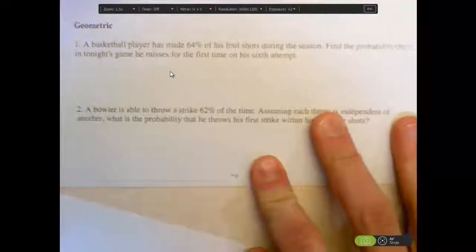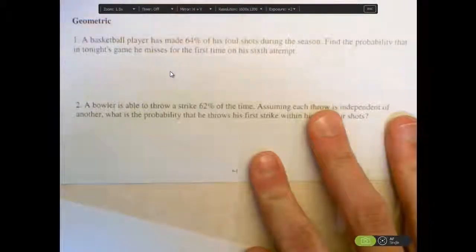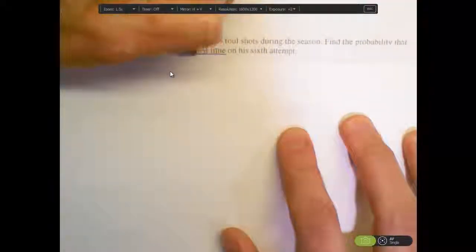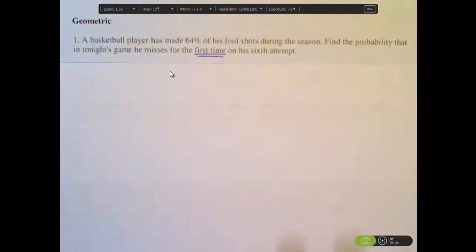And what we have here is a basketball player who made 64% of his shots during the season. Find the probability that in tonight's game he misses for the first time. This is the key component here: misses for the first time. That's the difference between the geometric and the binomial probability model.